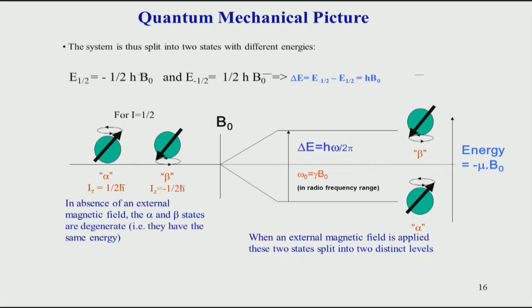So, what has happened now, basically, when we apply a magnetic field, which we call B0, and put a sample in that magnetic field, all the nuclei in the sample are now split into two energy levels: a ground state energy level and an excited state energy level. The ground state energy level is called alpha and the excited state is called beta.